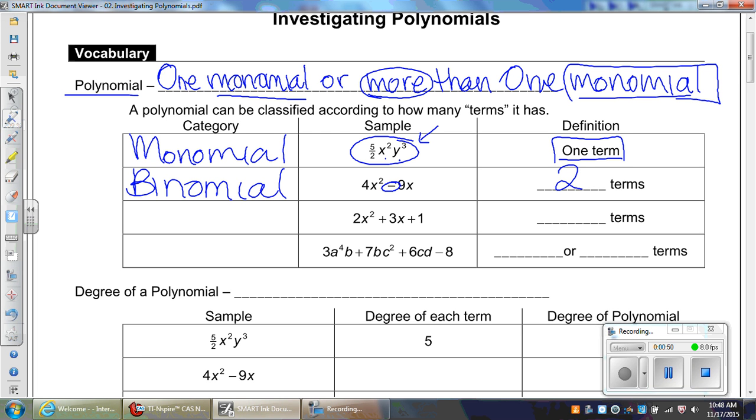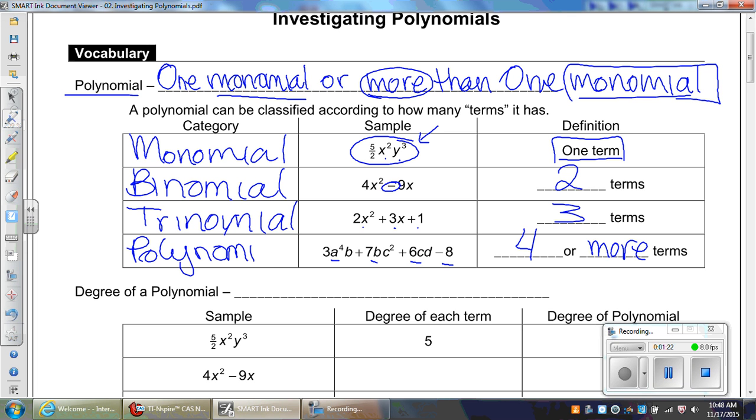The next one, you could see we have three terms, 1, 2, and 3. And for three terms, what do we call those? Trinomial, very good. The next one, we have 1, 2, 3, and 4. Whenever we have 4 or more, we don't really have a specific name for them. We just call them polynomials. So whether it is a monomial, binomial, trinomial, or polynomial, they all belong to the polynomial family.